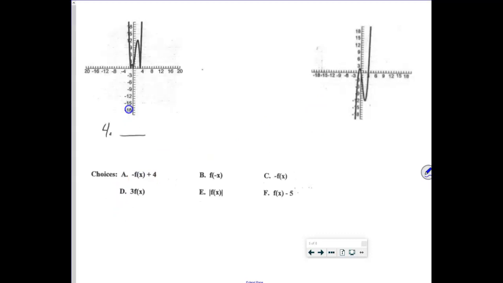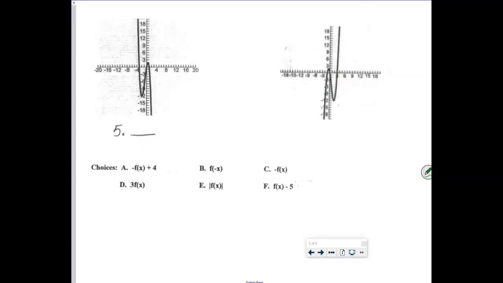Number 4 is E. Okay, so 4 is the weird one. Good job, Cameron. Did you watch our lesson? No. Oh, you could have lied to me. So the absolute value around the function states that you take all of your negative pieces and you reflect them up to the positive land. So that's exactly what happened. So that's choice E.